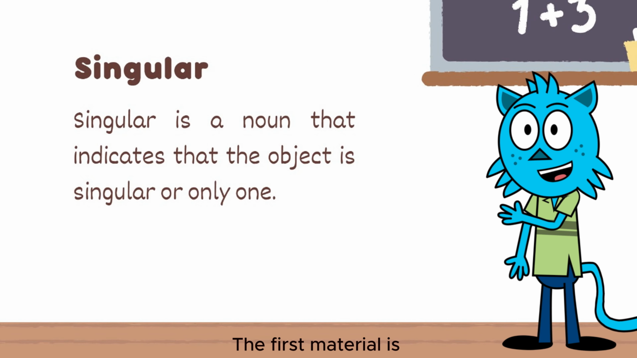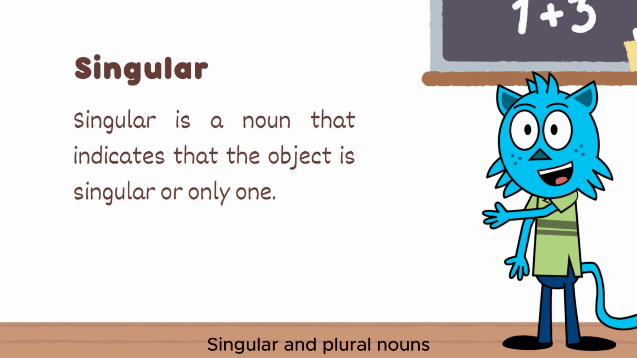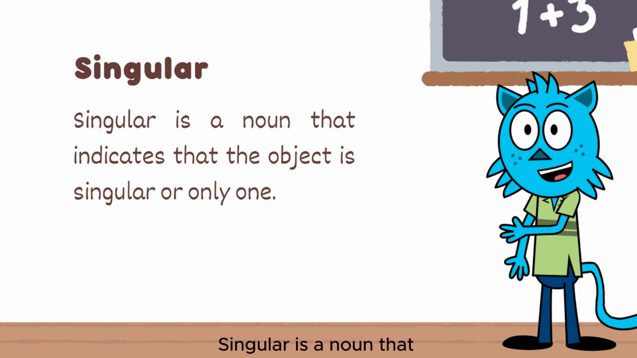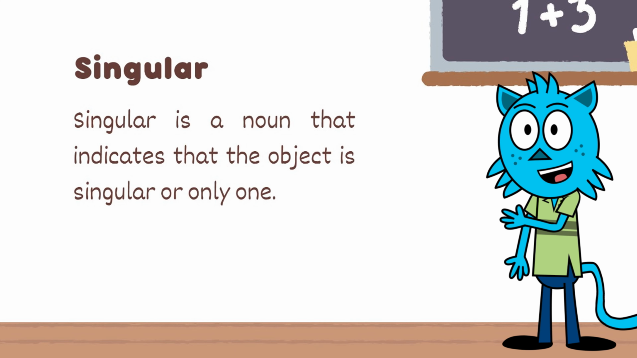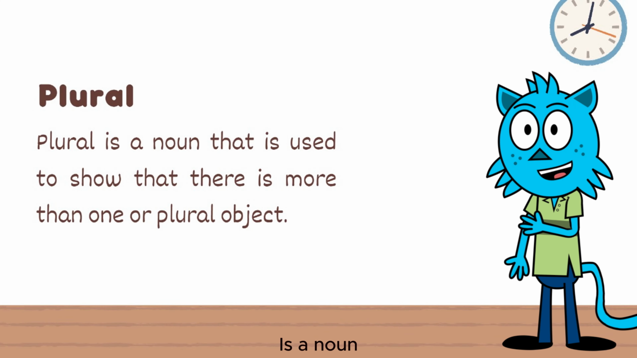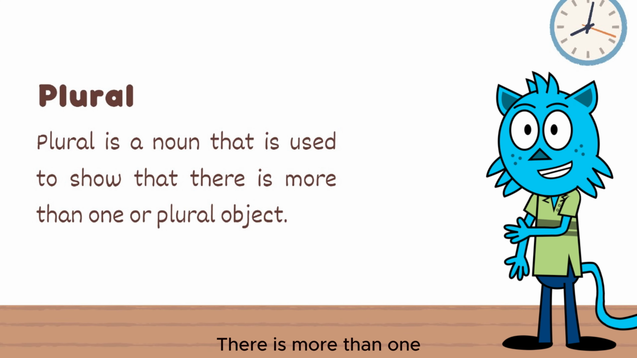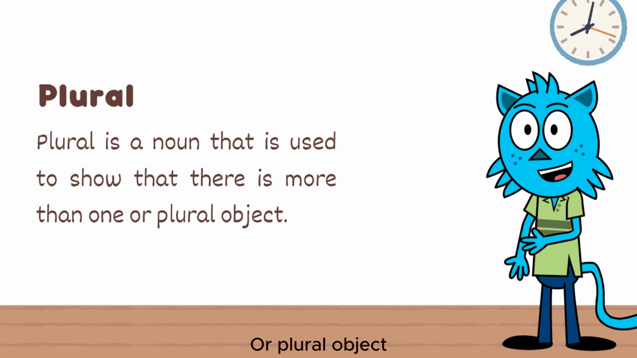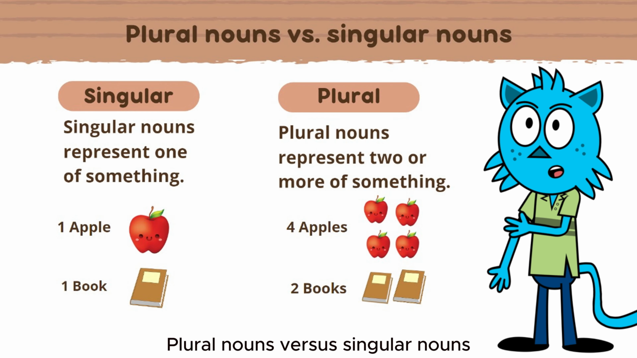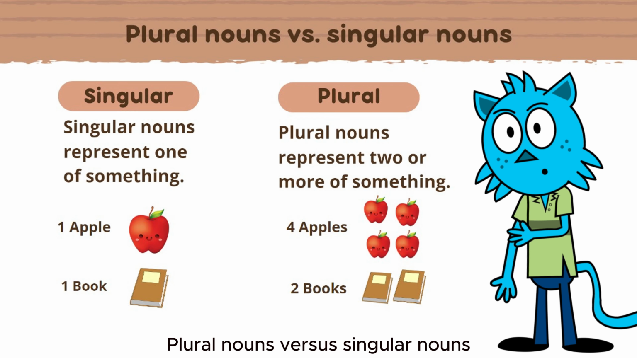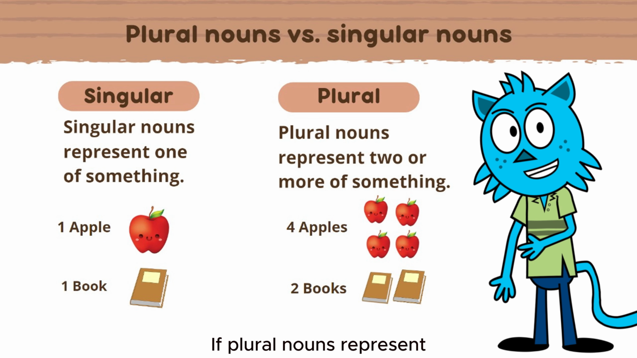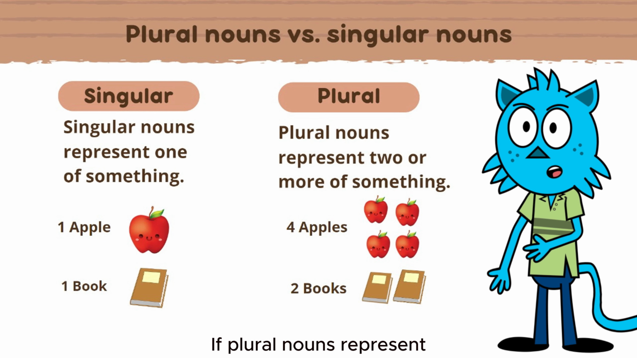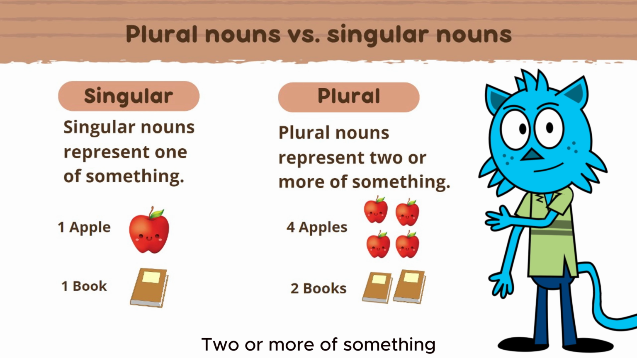The first material is singular and plural nouns. Singular is a noun that indicates that the object is singular or only one. And then plural is a noun that is used to show that there is more than one plural object. Plural nouns versus singular nouns. Singular nouns represent one of something, while plural nouns represent two or more of something.